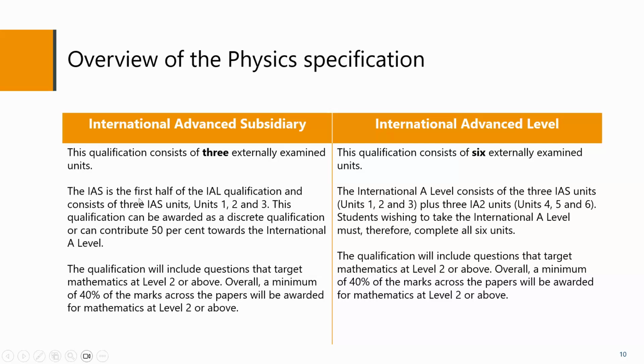The international A level consists of the 3 IAS units, 1, 2 and 3, and then the 3 follow-up IA2 units, 4, 5 and 6. So students wishing to take the advanced level must therefore complete all 6 units. It also includes questions that target maths at level 2 or above, and as in the AS, a minimum of 40% of the marks will be awarded for maths at level 2 or above.